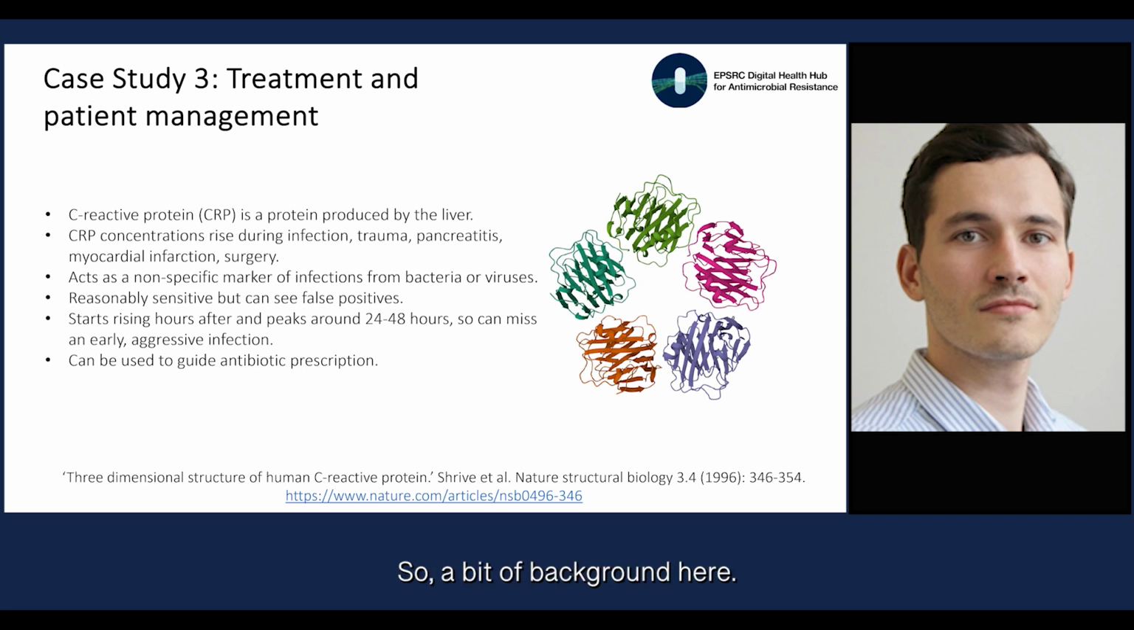So a bit of background here. C-reactive protein, CRP, is a protein that's produced by the liver. CRP concentrations rise during infection, trauma, pancreatitis, myocardial infarction, and surgery. And this acts as a non-specific marker of infections of bacteria or viruses. On the right-hand side here, we can see the 3D protein structure of CRP.